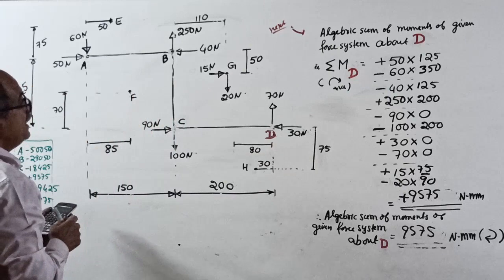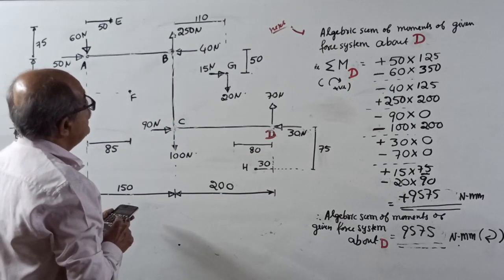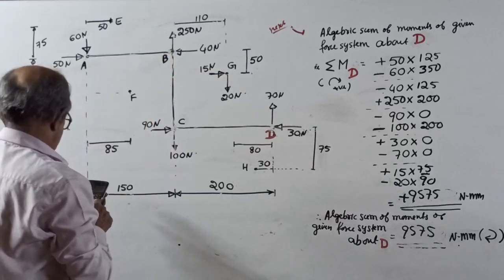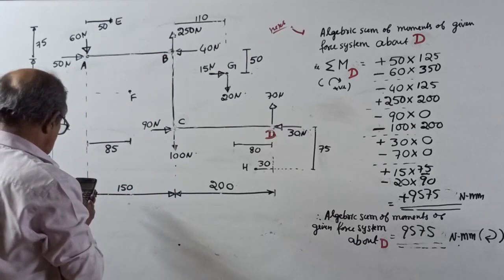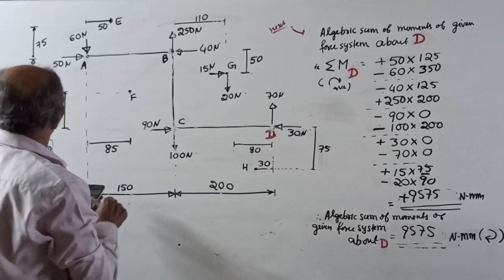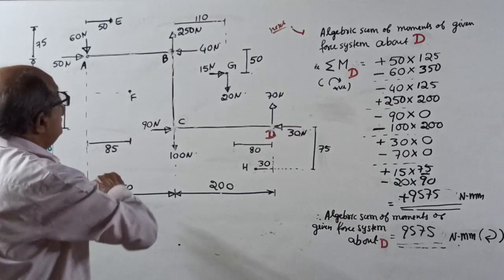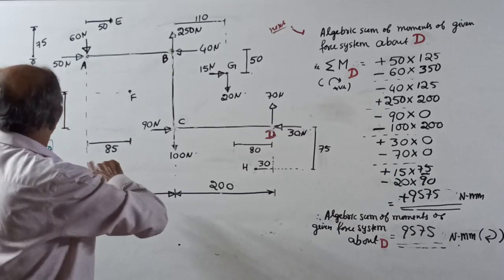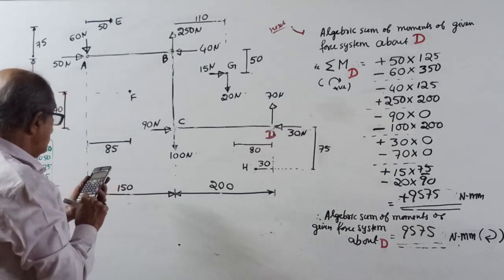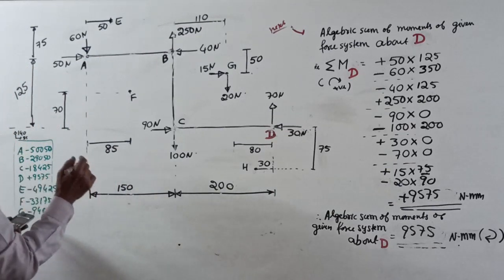About G, where is the nearest point? The nearest point I will take is B. Minus 29050 is the answer about B. Plus 140 into 110, plus 85 into 50 clockwise. It should be minus 94. About G the answer should be minus 9400. If anything is wrong, I'll check once again.